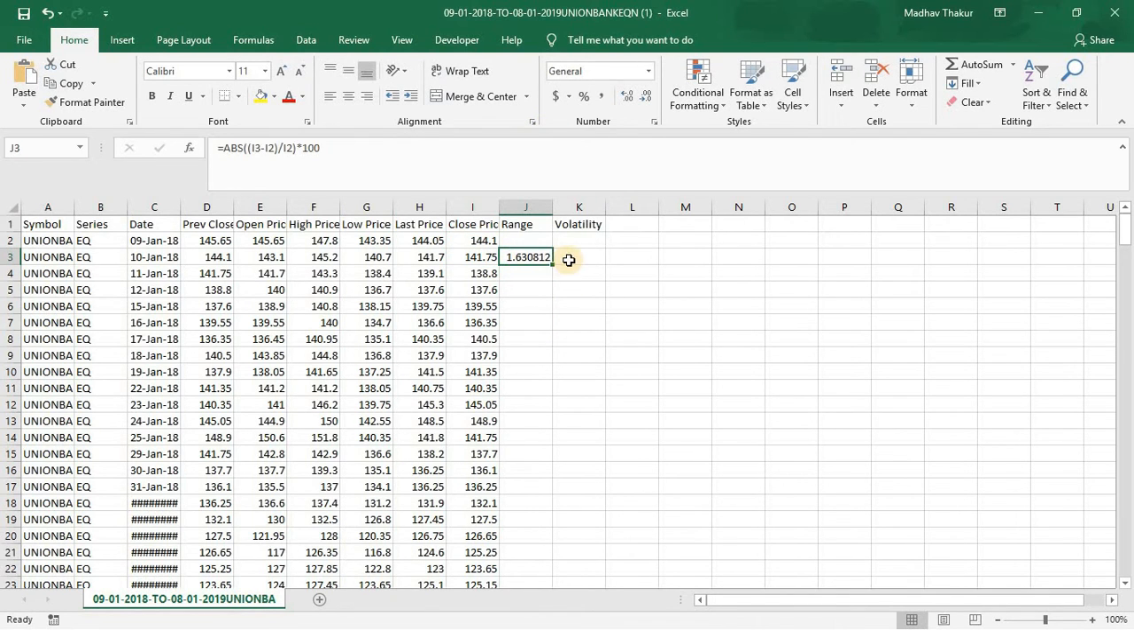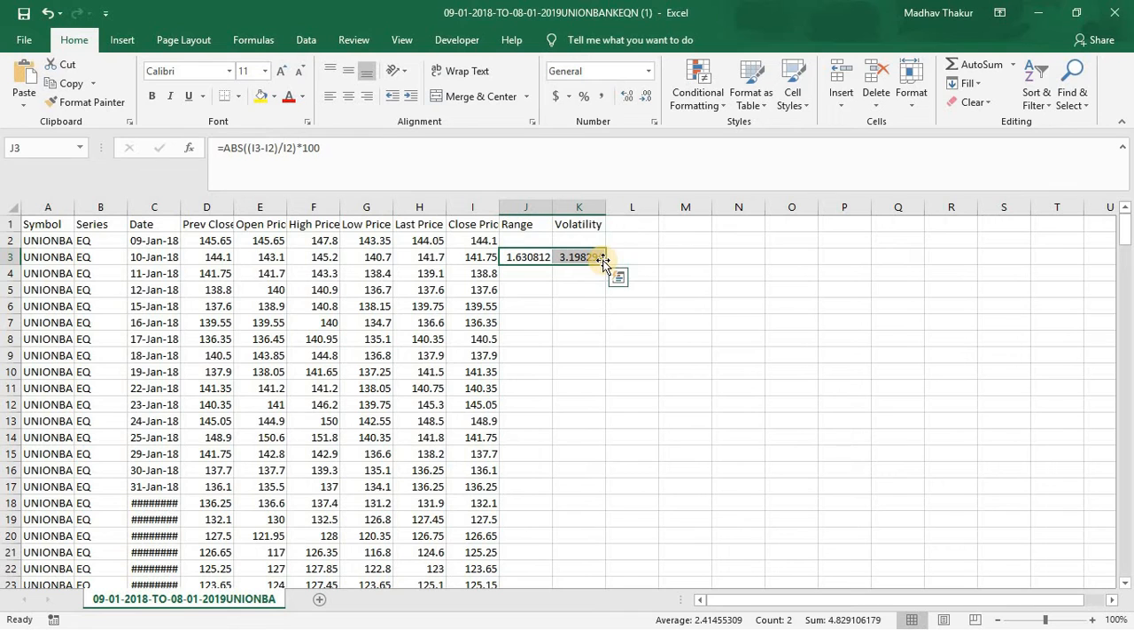So this gives me the range. What do you mean by volatility? Volatility means the difference between the highest and the lowest prices achieved on the same day. You can calculate this by subtracting the lowest price of the day from the highest price of the day, dividing that by the lowest price of the day into 100. This will give me the percentage.